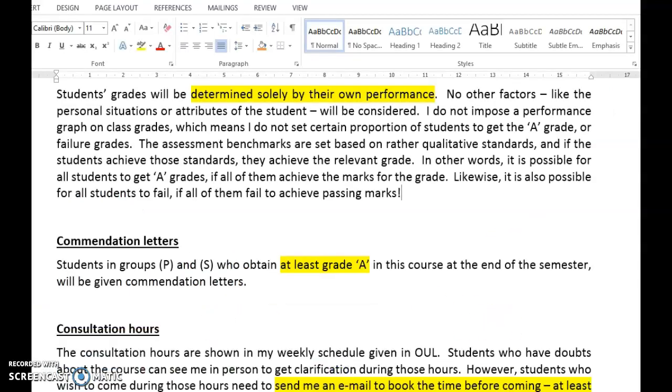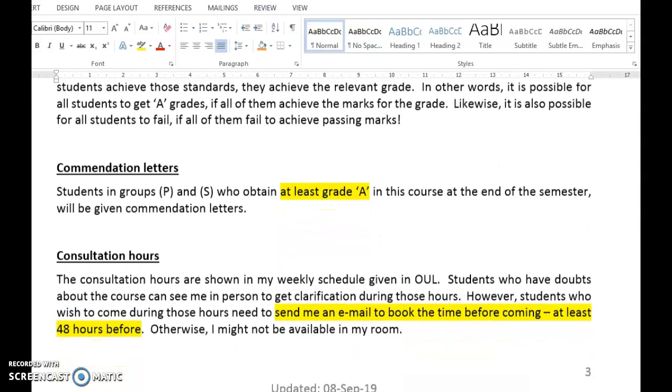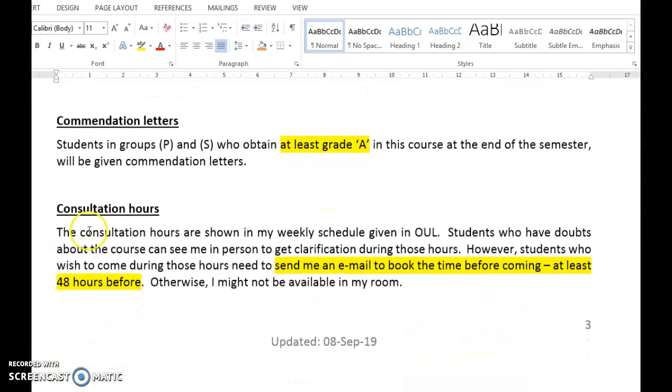Now the consultation hours. The consultation hours are shown in my weekly schedule given out in UUM online learning. Students who have doubts about the course can see me in person to get clarification during those hours. But students need to book before coming. They must send me an email to book the time, at least 48 hours before. Otherwise I may not be available in my room, even though it's my consultation hours.